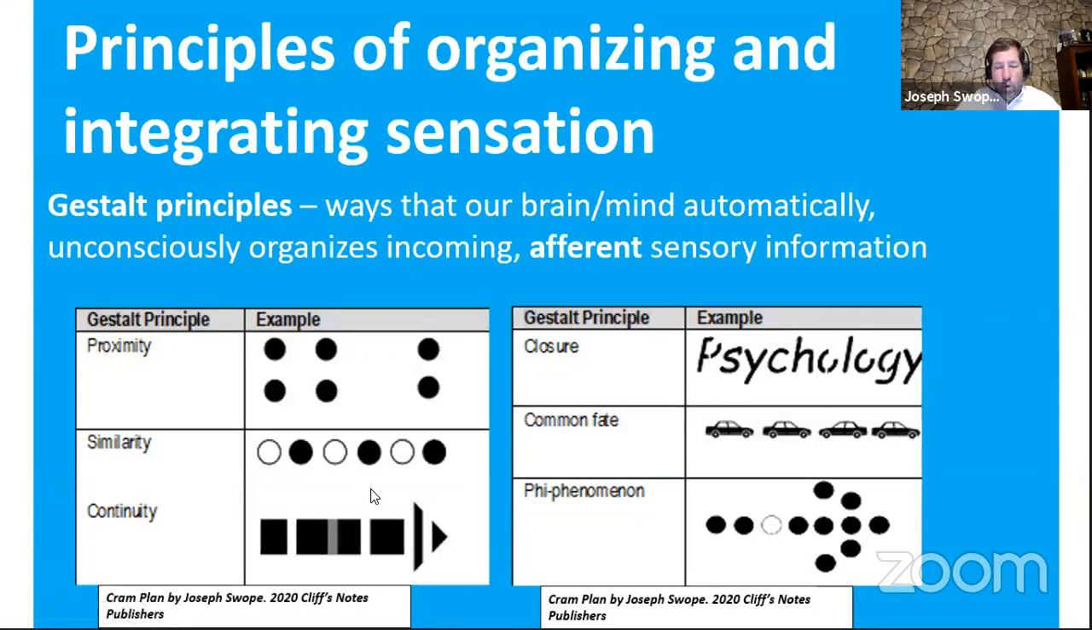Some of the Gestalt rules are here on this screen. Okay, but again, I want you to get the idea. Gestalt is ways that our brain and mind automatically and unconsciously organize information. So let's look at the Gestalt principle of proximity.